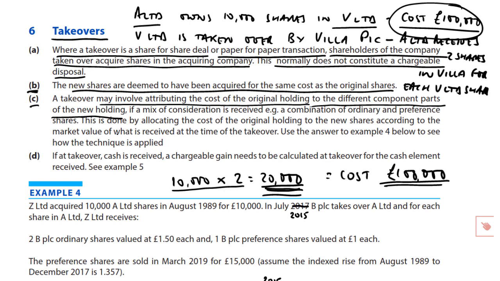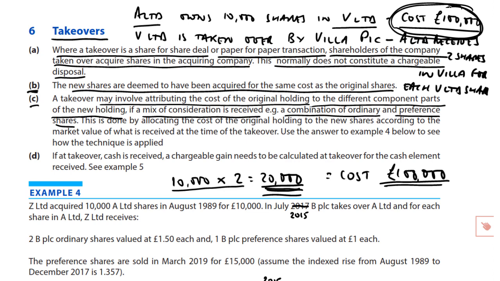Here we acquired one type of share in Villa plc, no doubt ordinary shares in Villa plc. But what you're likely to see in an exam question is that we get a mix of consideration being received. And that most likely mix is a combination of ordinary shares and preference shares in the takeover company. So that means that our cost figure of our original shareholding, there it was £100,000, cannot now all be attributed to one single shareholding. A moment ago it could.